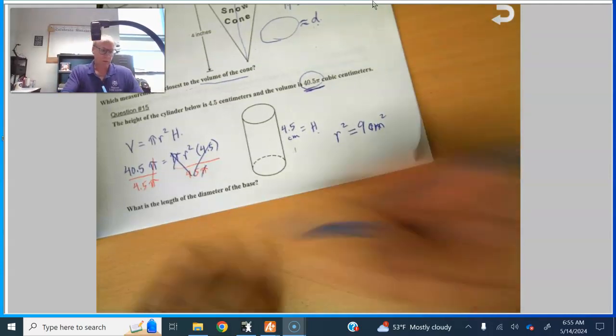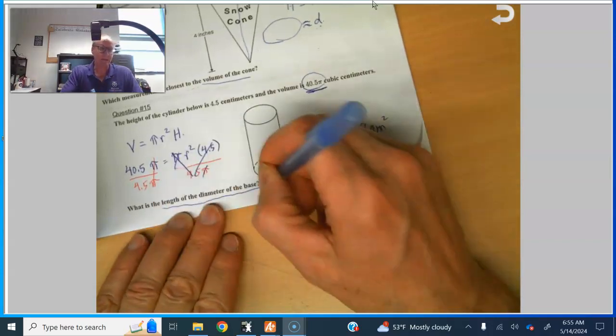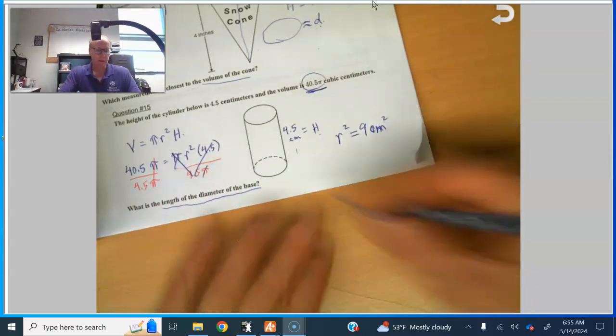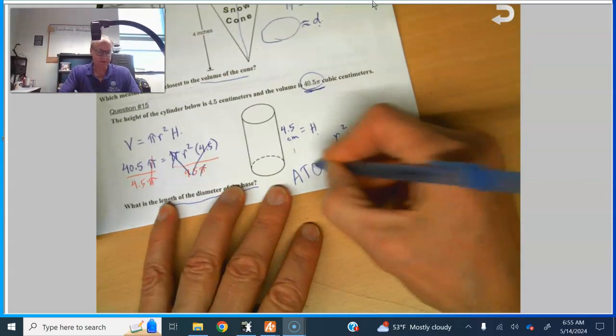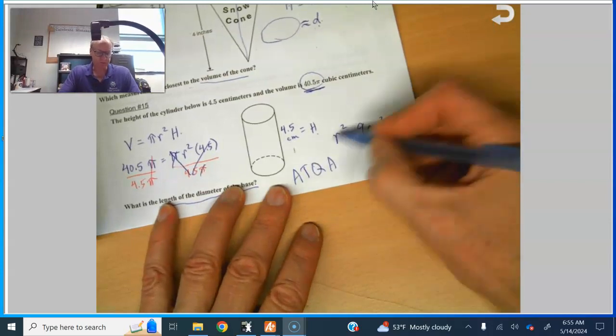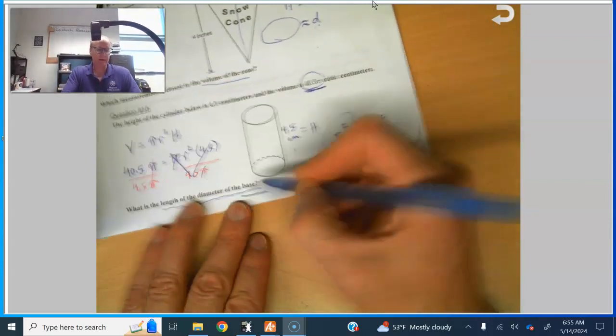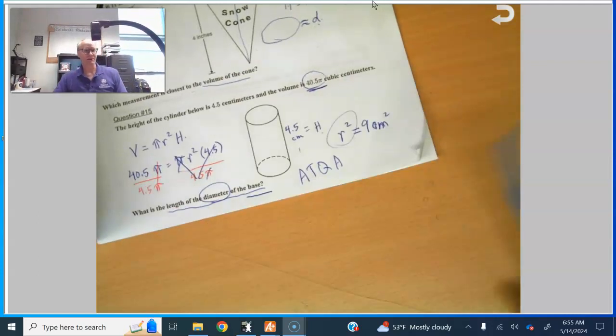And it says, what is the length of the diameter of the base? So make sure you answer the question asked, which means once you find the radius, you still have to tell them what the diameter is.